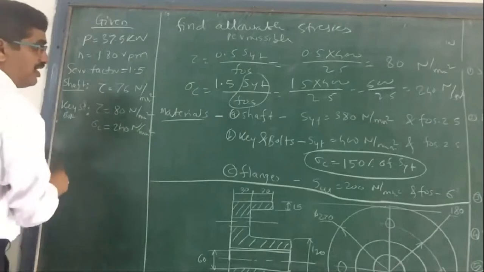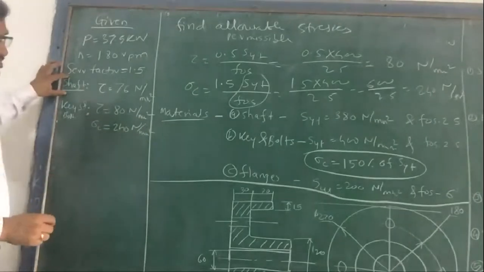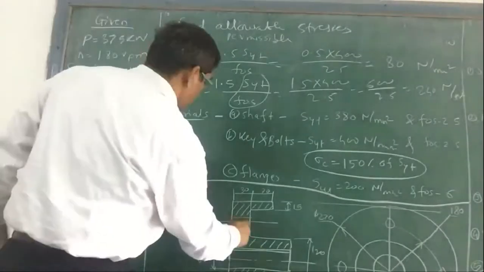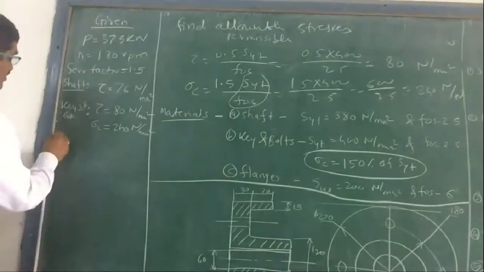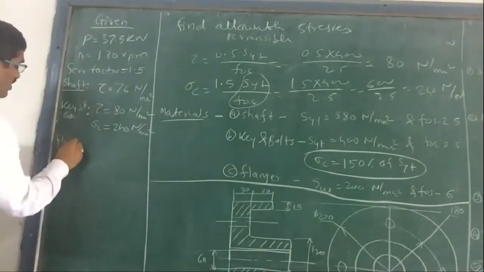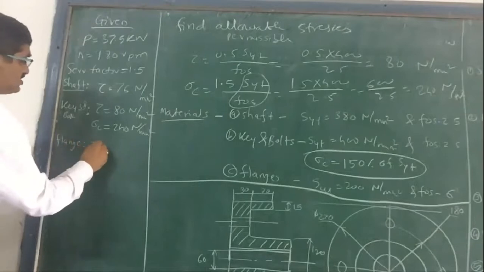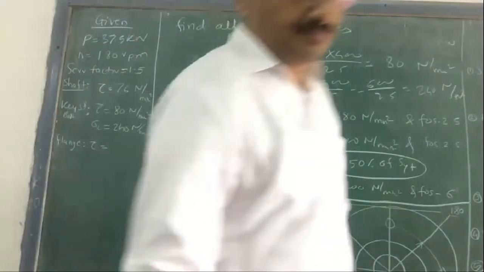Now what is the third part? We have the allowable stress for the shaft, this is done for keys, and now we have to do it for the flanges. We have to find out the allowable resistance, tau, right?